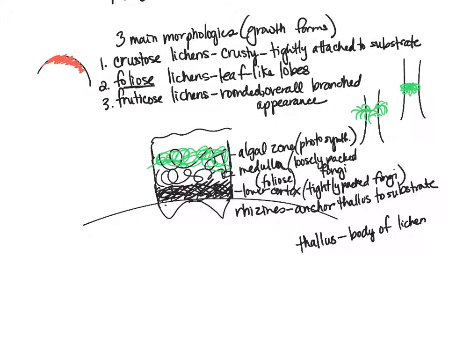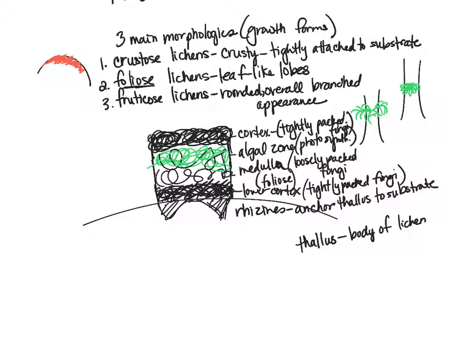Then we get up to the top here, and this is where we have our cortex, or outer cortex, if we're talking about foliose. If we're talking about crustose or fruticose, though, we just say the cortex because it's the only one there is. Again, this is tightly packed fungi, and that's why I drew it like that. And these are fungal strands attached to anchor that thallus, the entire body. So this is the structure that we see. This whole thing is the thallus. This structure is seen in all three morphologies; we just see them in different ways.